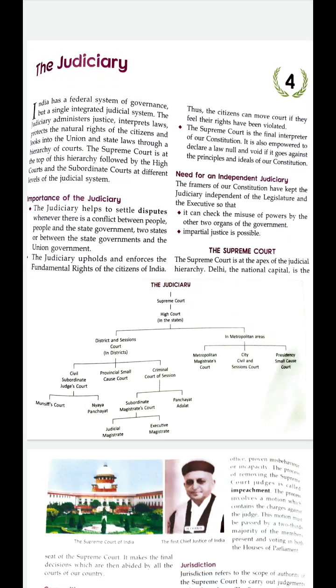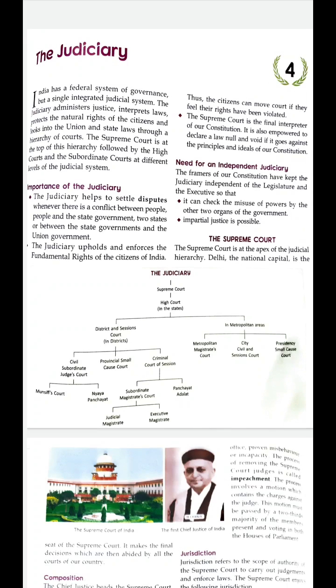Okay, so next we are going to start with the Supreme Court. Clear? The Supreme Court. Now, the Supreme Court is at the apex of the judicial hierarchy. Delhi, the national capital, is the seat of the Supreme Court. It makes the final decisions, which are then abided by all the courts of our country. So it means that all the final decisions are to be taken by whom? By the Supreme Court, and other courts like the High Court and other subordinate courts have to follow it.